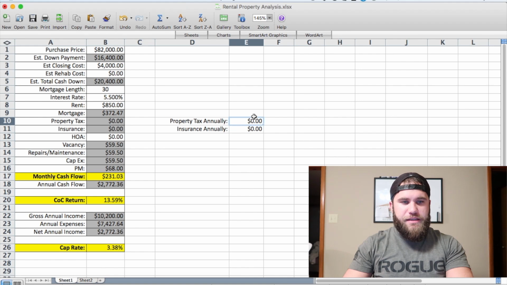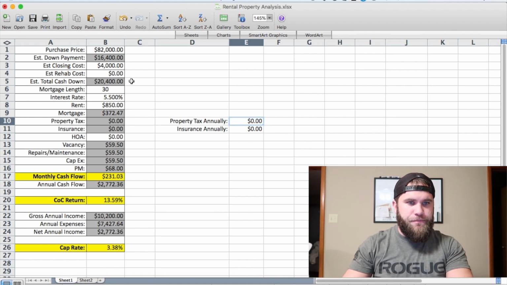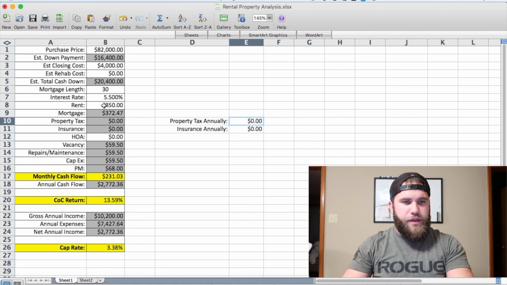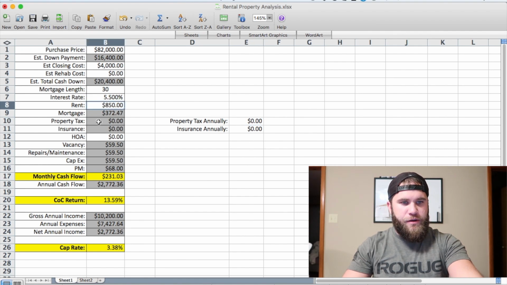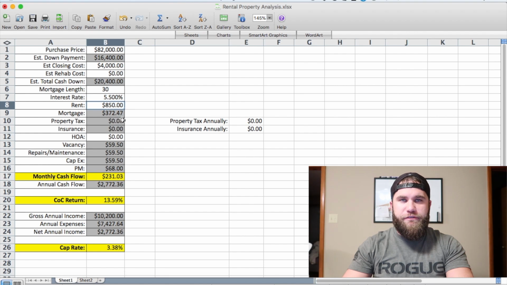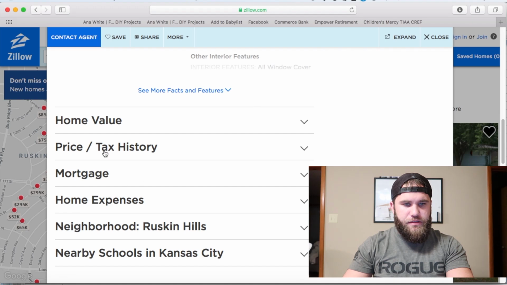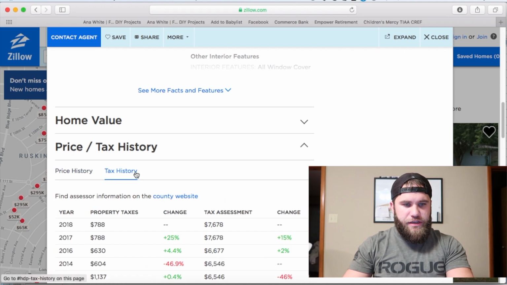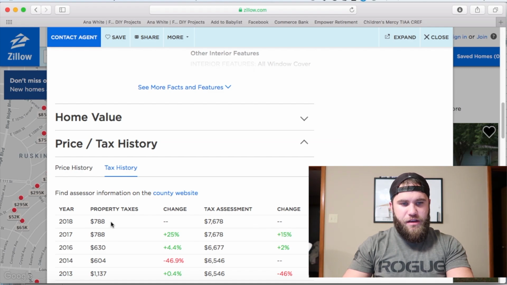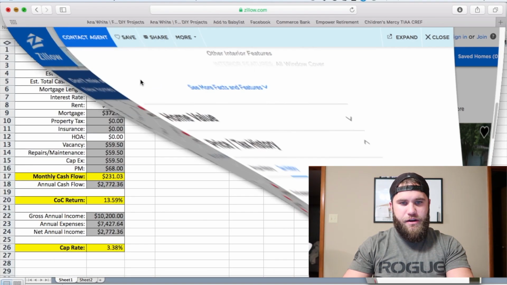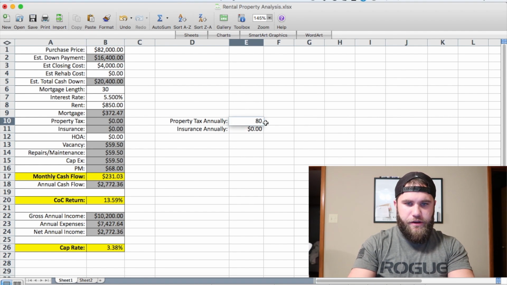For property tax, I'm kind of getting ahead of myself here. Like I said, I'll place my rent in this line item, and I have all the line items listed below so it's real easy to follow. All the grayed out boxes are equations, so you don't fill anything in there, they automatically get populated. For the annual property tax, I go back to Zillow, go down to price and tax history, click tax history, and it shows what they paid in taxes for recent years. $788, so I'll round it up and say $800. Let's type $800 in there.